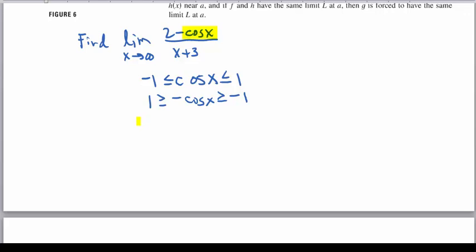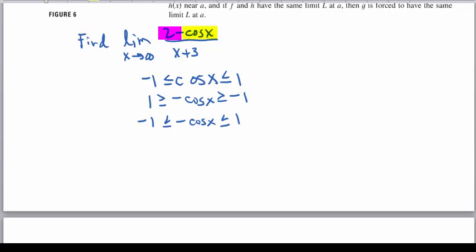So I have this inequality, which more traditionally would be written in reverse order. So it would normally be written as -1 is less than or equal to the negative cosine of x, which is less than or equal to +1. Right? That's normally how you'd see it written. Alright? And now, what is the numerator of our original function? 2 minus cosine of x.